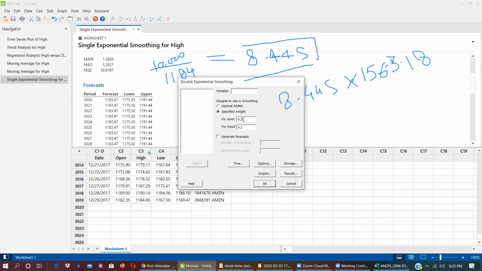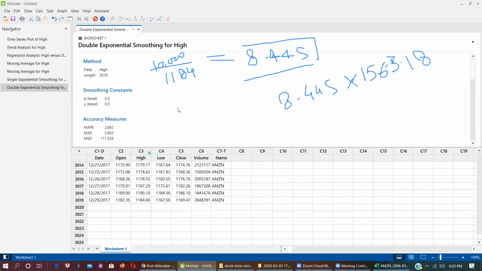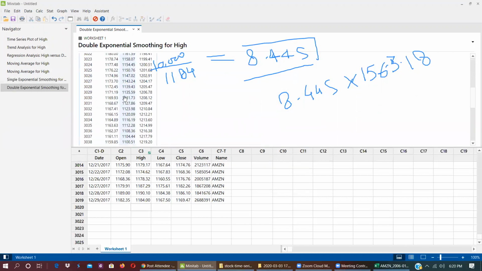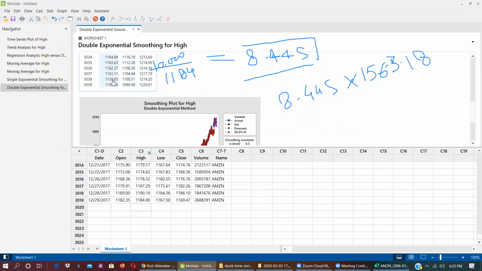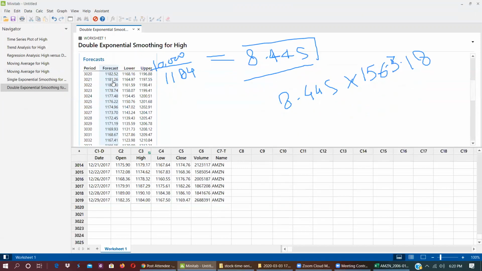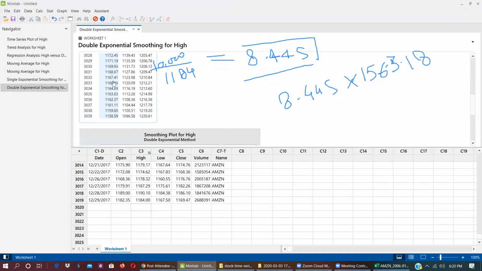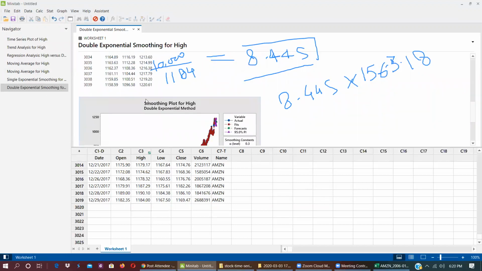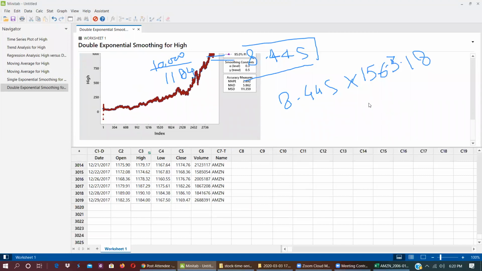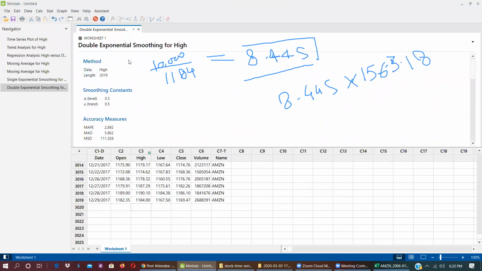You can specify weights, like 0.3 and 0.5. Again, I'm generating a forecast for 20, and here you can see it has a little bit of variation, but not much. So ARIMA and other things are not that important. The important thing is trend forecasting, and the assignment is based on that.